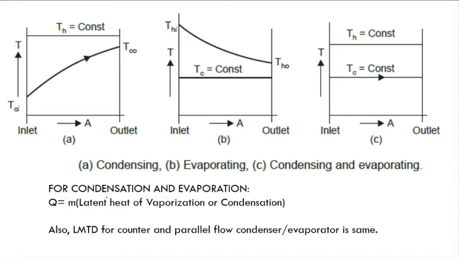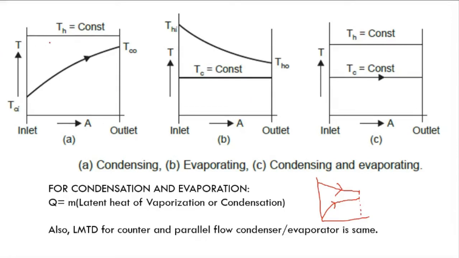Now here we have three different cases. Till now, for the cases we were talking about, temperatures of both the fluids were changing. Say we have a parallel flow heat exchanger. The hot fluid was losing heat, and its temperature was dropping down. The cold fluid was gaining heat, and its temperature was increasing. But it is also possible that for one of the fluids, a phase change is taking place.